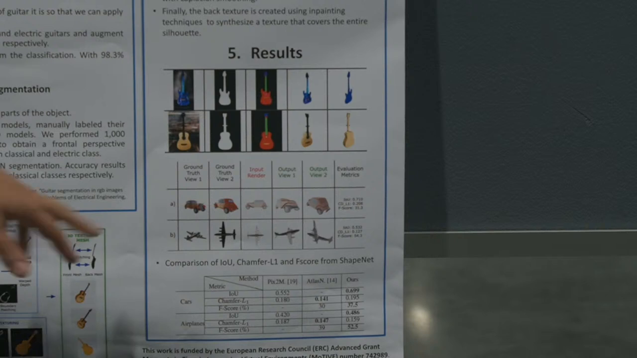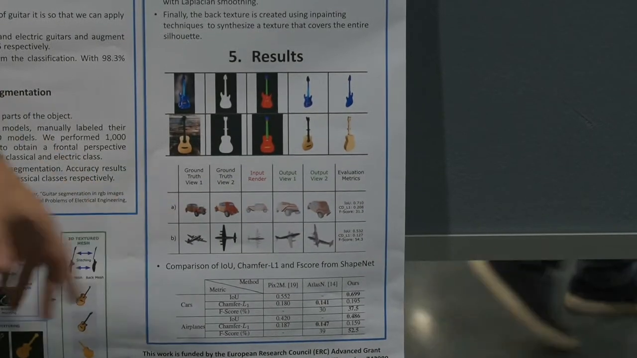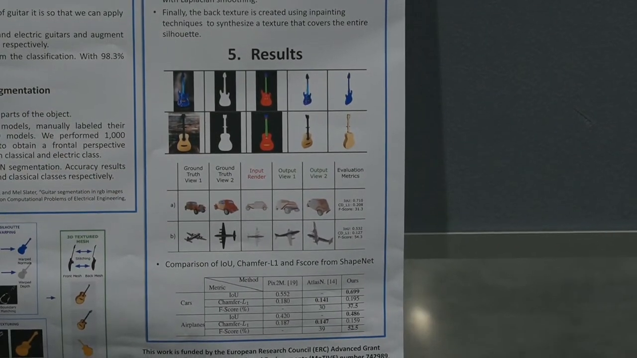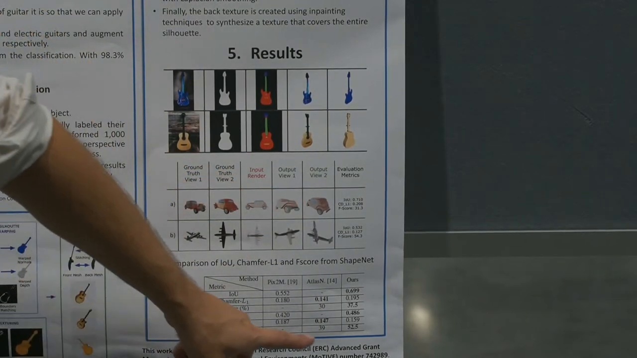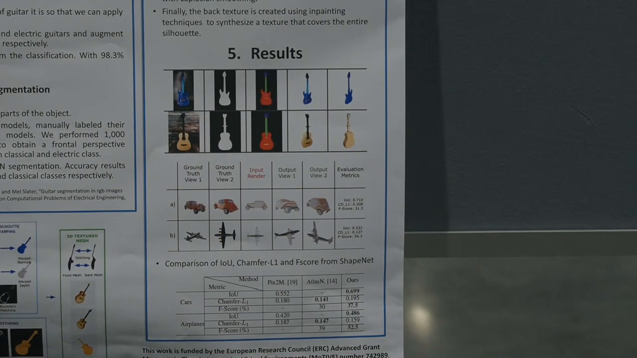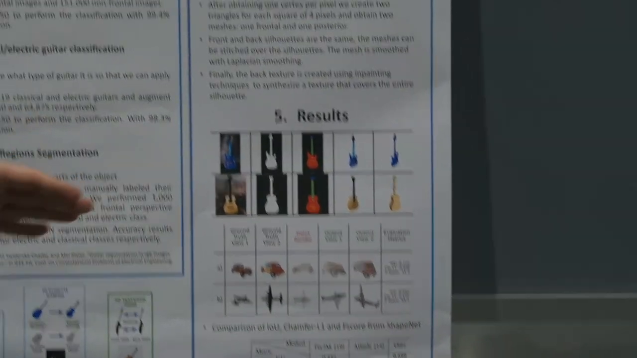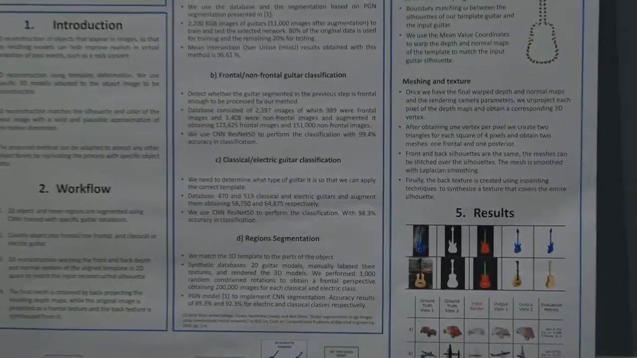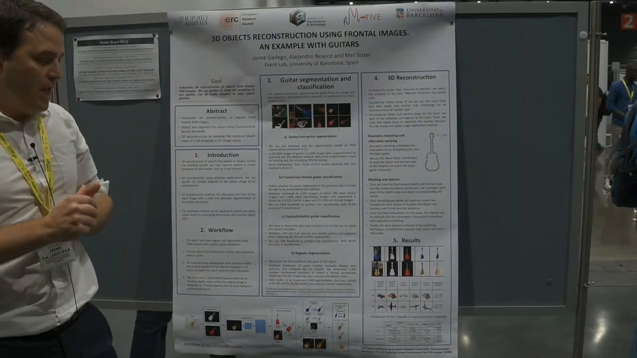In order to obtain numerical results, we use the same methodology to reconstruct cars and airplanes. And we use a database in order to have the ground truth. The numerical results that you can observe are here. Our method obtains similar results and even better than current state-of-the-art methods. And the good part is that we also obtain the texture. Some of these methods don't deal with the texture, just with the shape of the object reconstructed in 3D.